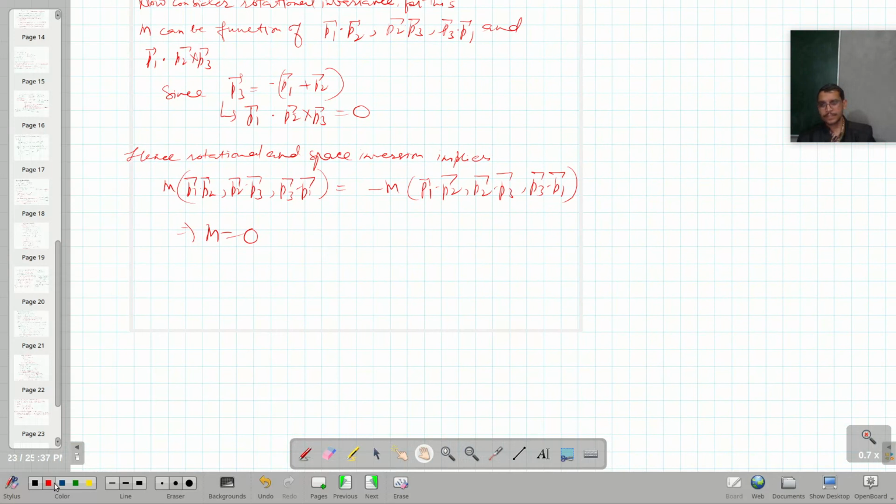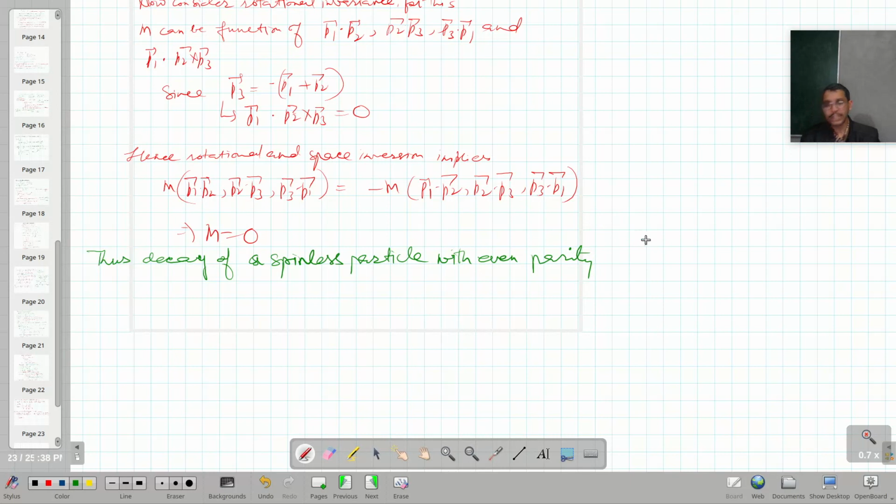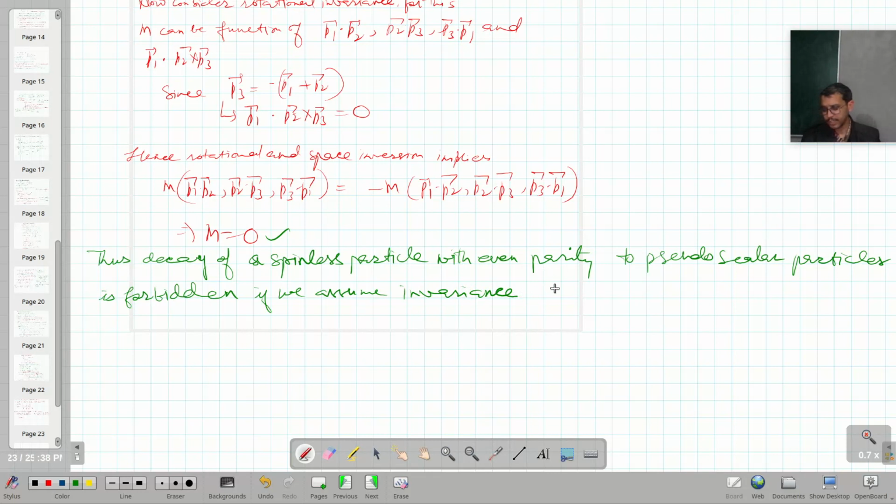So thus we can summarize the results. Let me summarize. The decay of a spinless particle with even parity to 3 pseudoscalar particles is forbidden, as the matrix element will be 0, forbidden if we assume invariance under space inversion.